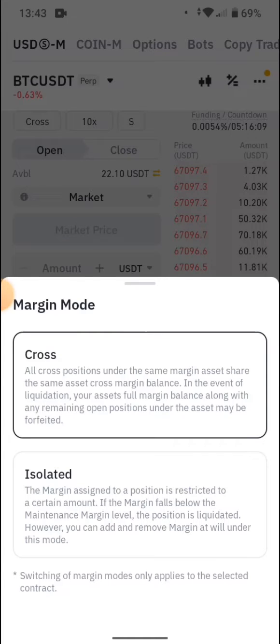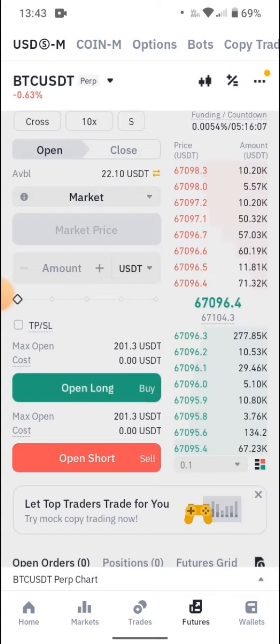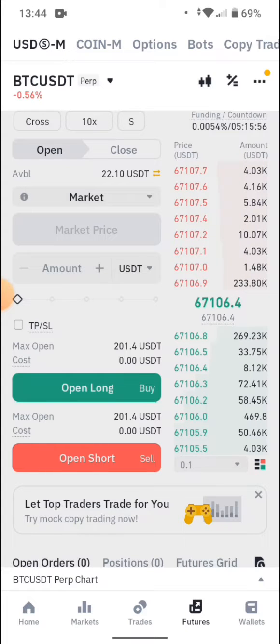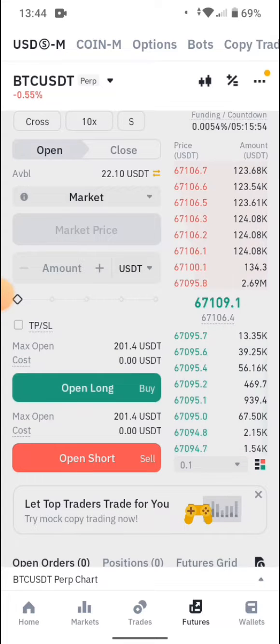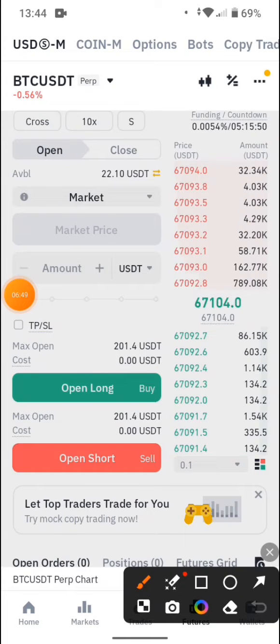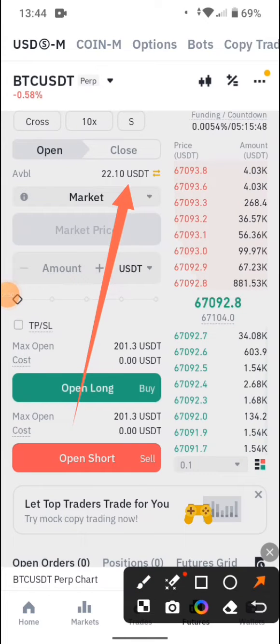Now, what's the difference? If I select cross margin and I open a position, let's say I say the price of Bitcoin is going to go up, and if the price fails to go up and it drops, it reaches my liquidation price, I'm going to lose all my account balance. I'm going to lose this entire money, this 22 USDT that I've just transferred.